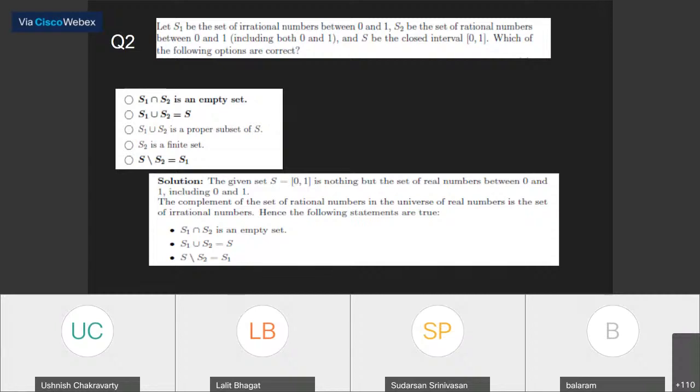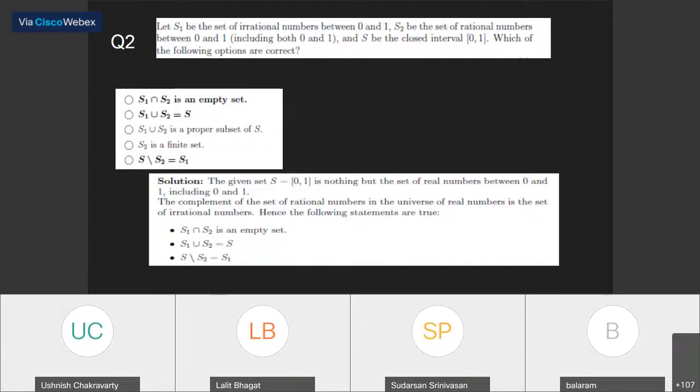So can I request you to explain the logic of option 2 once again? Option 2 is S1 union S2. So S1 is nothing but the set of all irrational numbers, and S2 is the set of all rational numbers, both in the interval 0 and 1. Now S, we know that it is the set of all real numbers in 0 and 1. So if you take a union of all the rational and the irrational numbers, what is left?